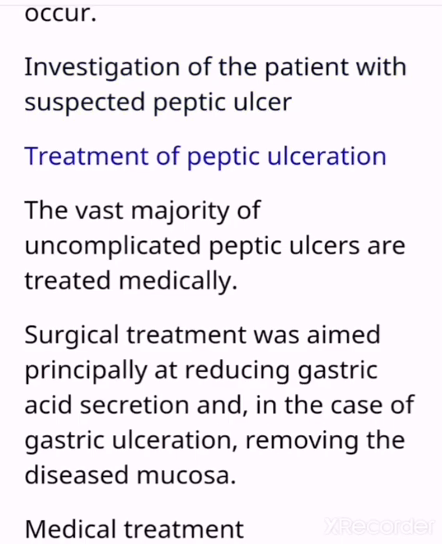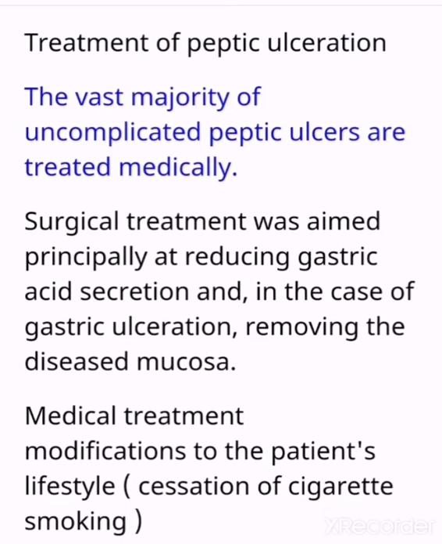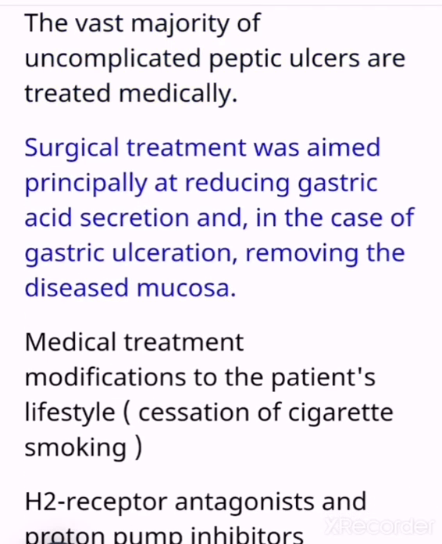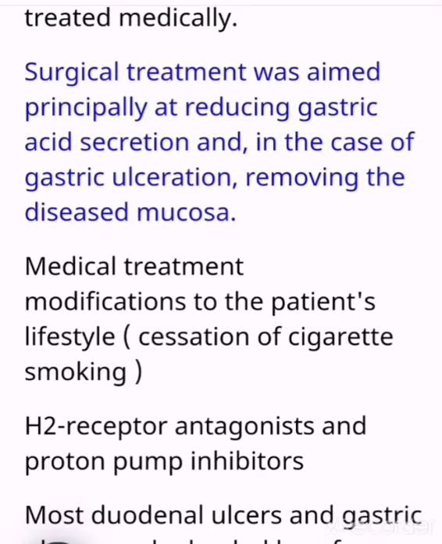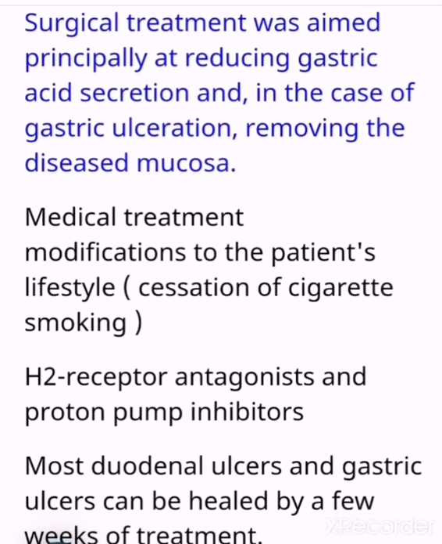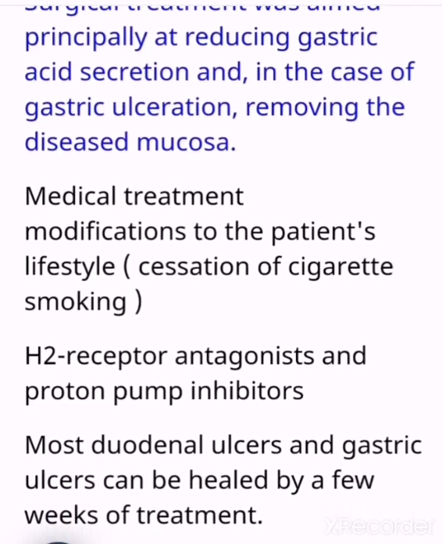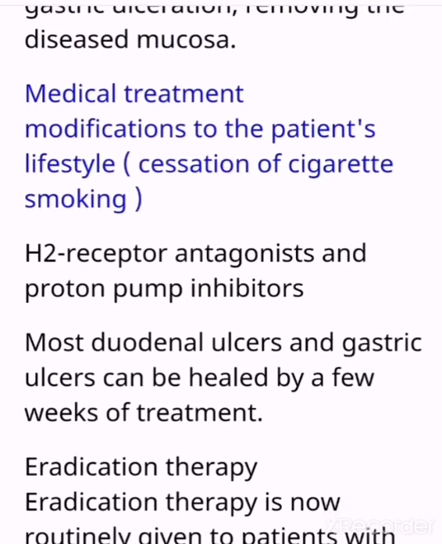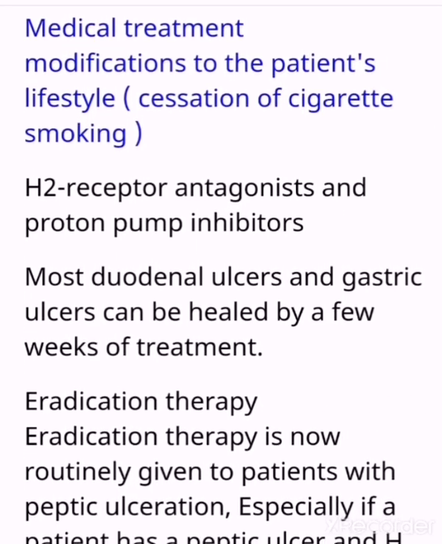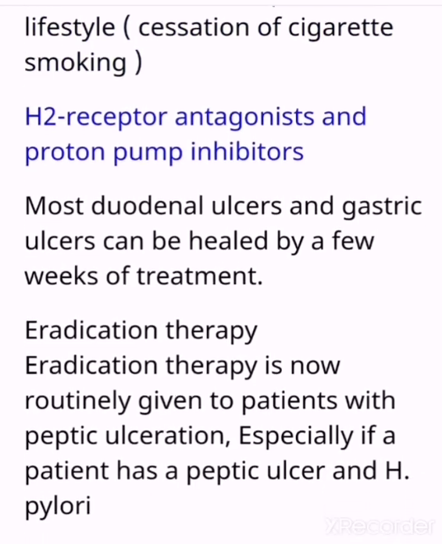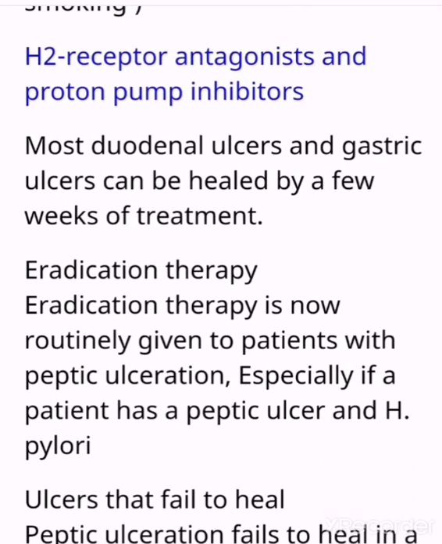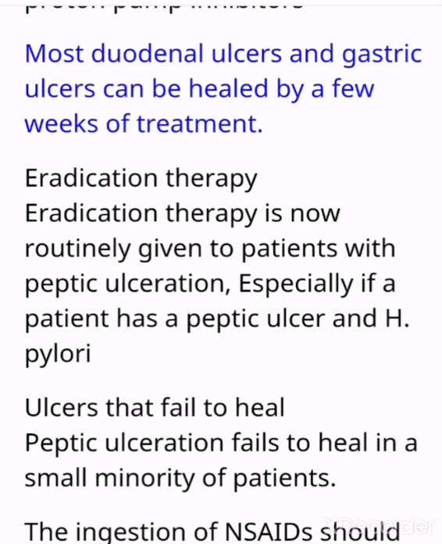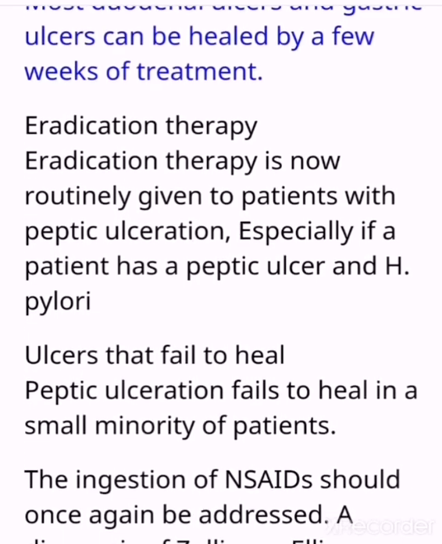Treatment of peptic ulceration. The vast majority of uncomplicated peptic ulcers are treated medically. Surgical treatment was aimed principally at reducing gastric acid secretion and, in the case of gastric ulceration, removing the diseased mucosa. Medical treatment: modifications to the patient's lifestyle, cessation of cigarette smoking, H2 receptor antagonists and proton pump inhibitors. Most duodenal ulcers and gastric ulcers can be healed by a few weeks of treatment.